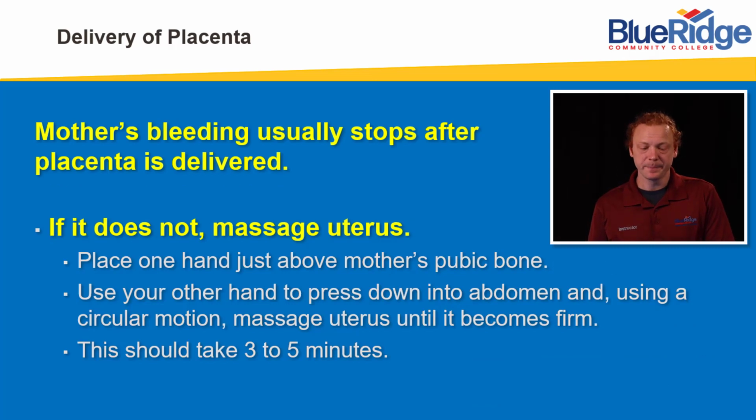If it does not, massage the uterus to help stop the bleeding, by placing one hand with fingers fully extended just above the mother's pubic bone. Use the other hand to press down into the abdomen and use a circular motion, gently massaging the uterus until it becomes firm. This usually takes about 3 to 5 minutes. Sometimes a little bit longer, sometimes a little bit quicker. Not every mother who has delivered a baby will require this either.